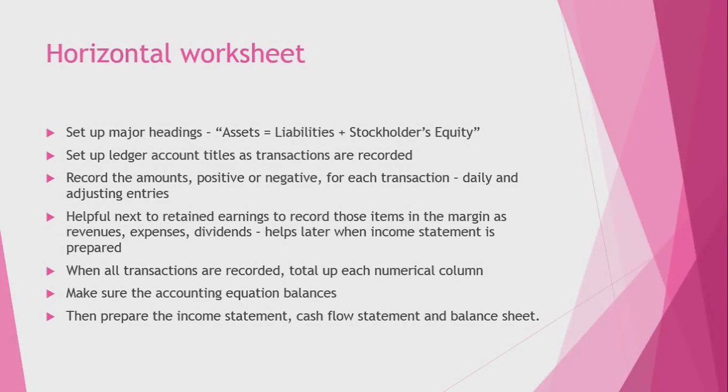So as you record things in the retained earnings column, it's good to sort of jot down revenues, expenses, and dividends, which is a subcategory under retained earnings. In a minute, we're going to use a worksheet. We're going to actually have a separate column for each one, which fits with the lab that you have. When the transactions are recorded and you're finished with that, then you're ready to add up the columns. Make sure the left side of your equation balances with the right side. And if it does, then you're ready to go on and do your 3 statements.